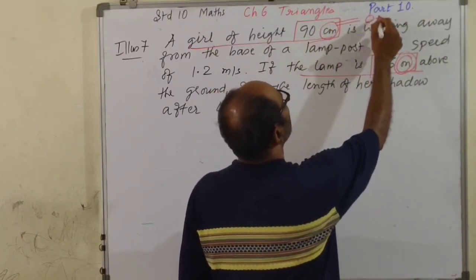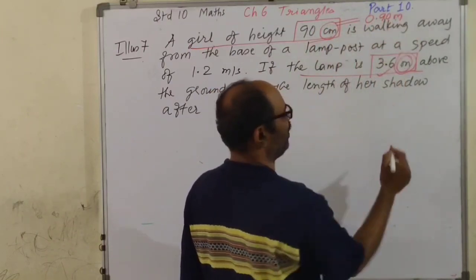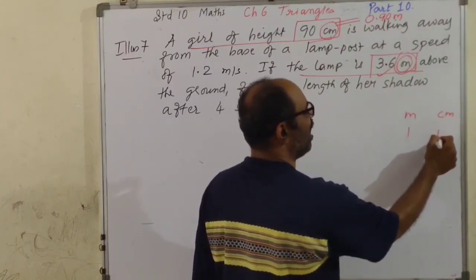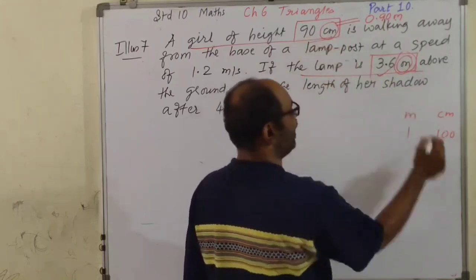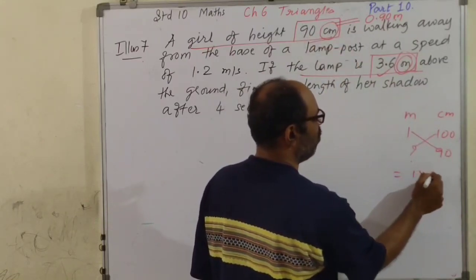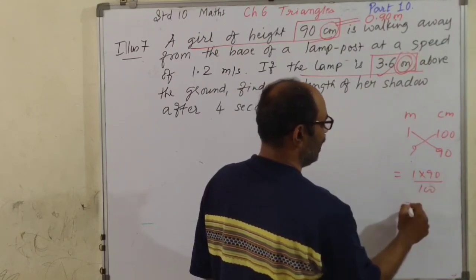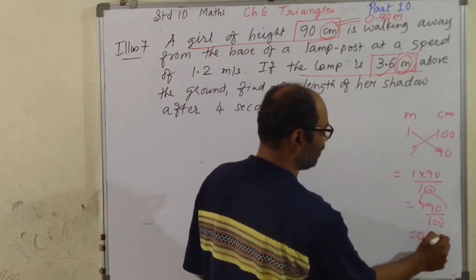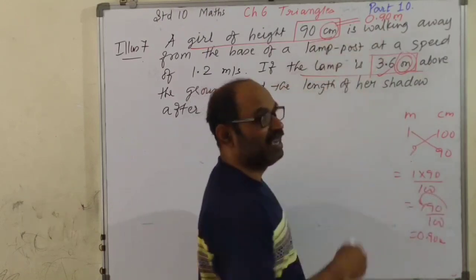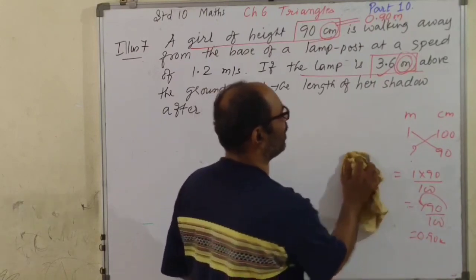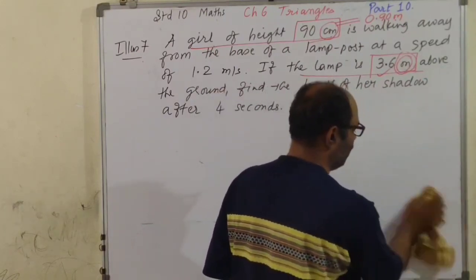Do you know what it is? 0.90 meter. If you don't know, 1 meter is 100 centimeter. Here 90 centimeter is given. So how many meters? Cross multiplication: 1 into 90 upon 100. Instead of cancelling the zeros, I put a decimal. 0.90 meter. So 90 centimeter is 0.90 meter. In 6th standard you have learned how to convert this into decimal form.